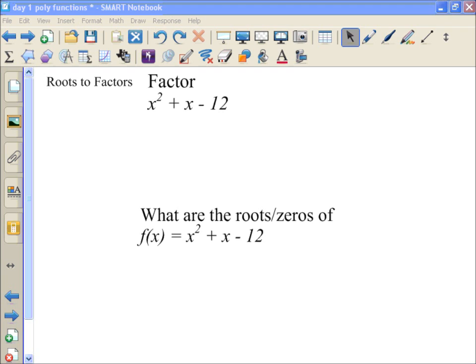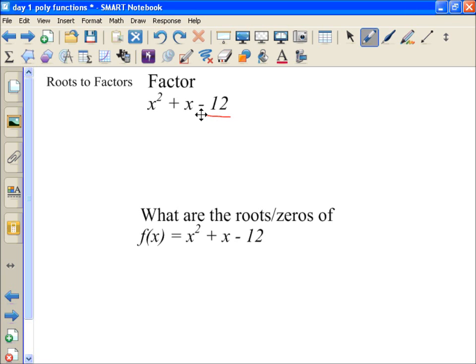Okay, the last thing we're going to talk about is the relationship between roots, factors, and zeros. So let's look at this fairly simple quadratic. And if I ask you to factor this, we should be able to very quickly see, hey, what are 2 numbers that multiply together to give me negative 12 that add up to 1? And hopefully at this point, we wouldn't have any trouble figuring out that's x plus 4 times x minus 3.